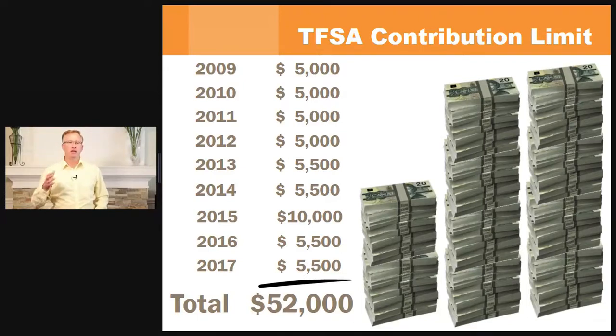Now, if you have a child, or if you're younger, and let's say you turned 18 in 2015, you start accumulating from that point. So in 2015, it was $10,000. In 2016, $5,500. 2017 is another $5,500. That would give you $21,000 in contribution room. So I hope that explains how we get to the tax-free savings account contribution limit.